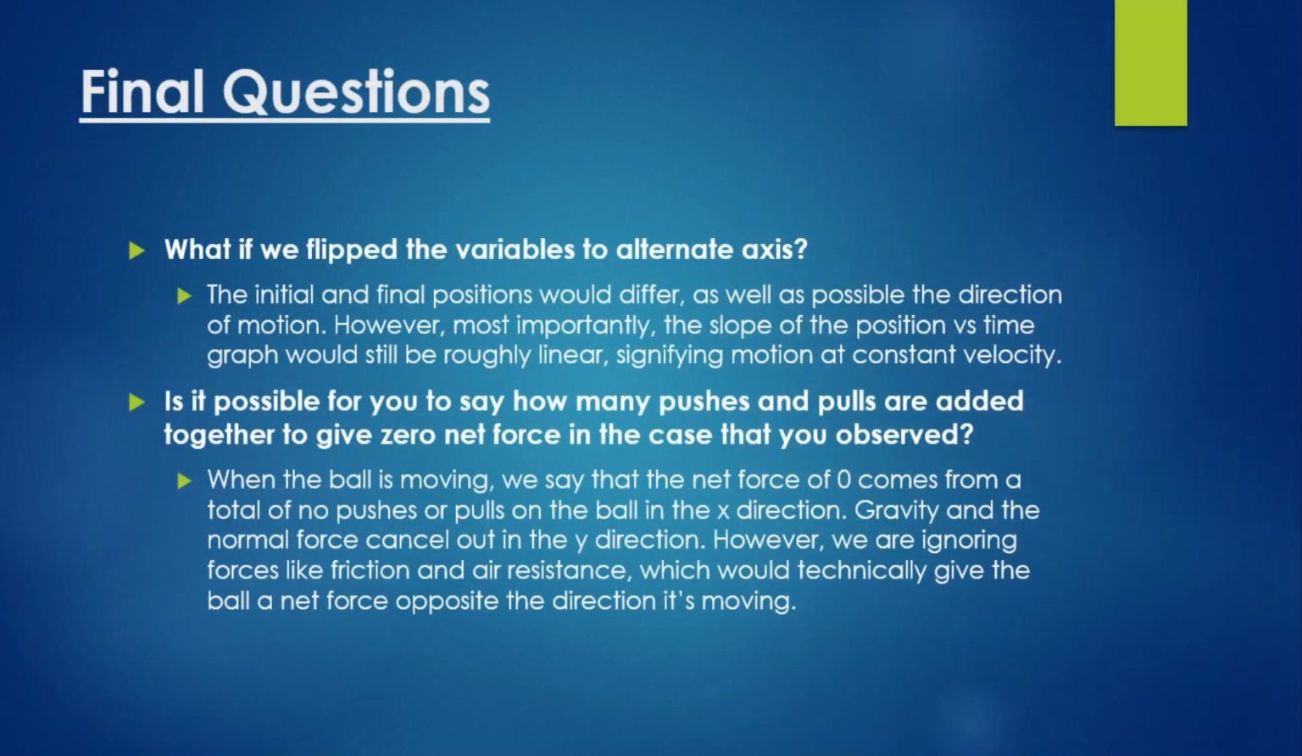So, final questions. What if we flipped the variables to alternate axes? Well, the initial and final positions would differ, as well as the direction of motion. But most importantly, the slope of the position versus time graph would be roughly linear, signifying constant velocity.